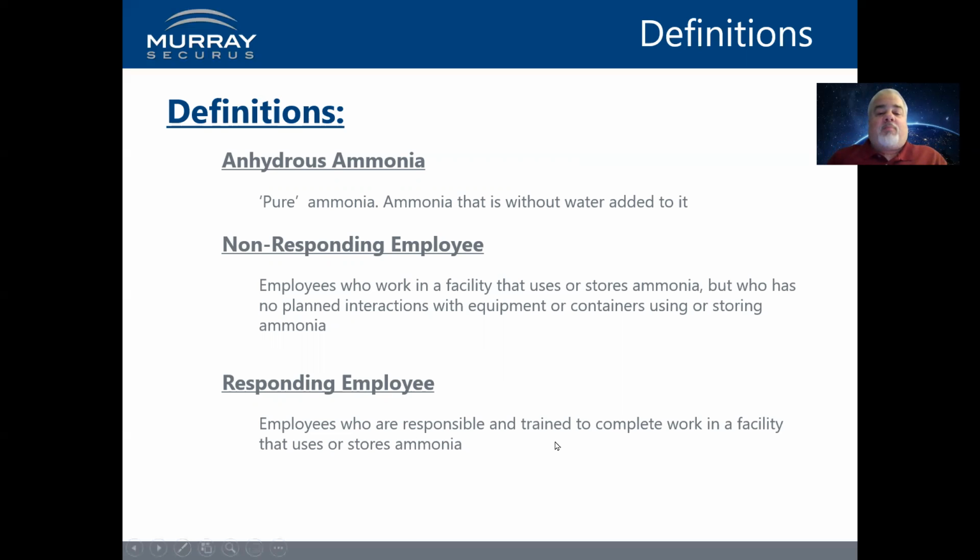The non-responding employee is an employee who works in a facility that uses or stores ammonia, but who has no planned interactions with equipment or containers using or storing ammonia. And that typically is most people at a facility. Most employees don't have direct responsibility dealing with the ammonia. It just happens to be there. They report to work. Their job is a mechanic, a front office finance person, or whatever it is. You're on site, but you don't have responsibility.